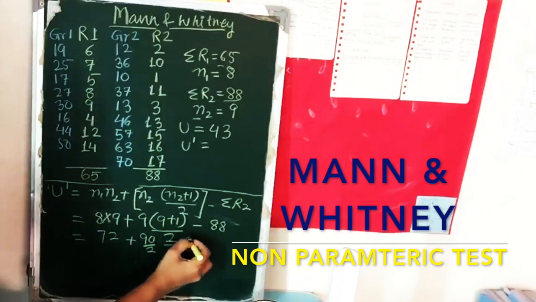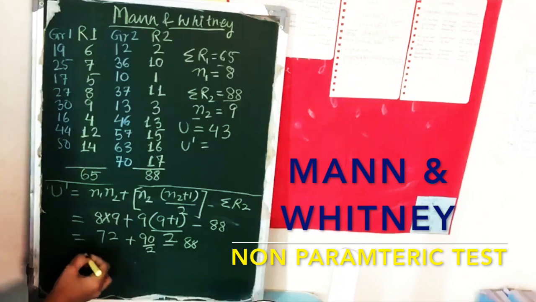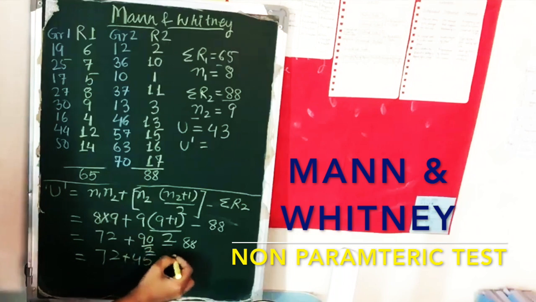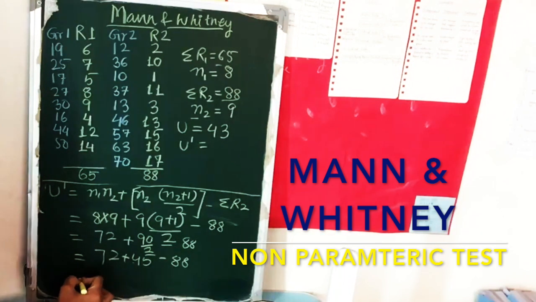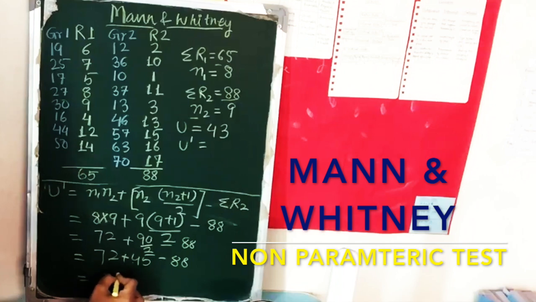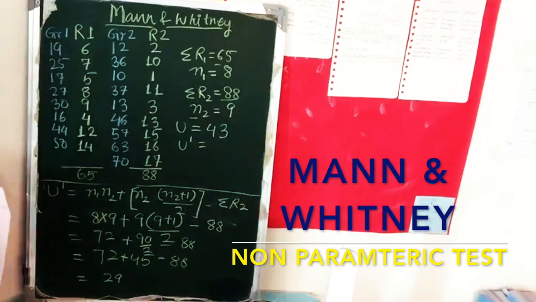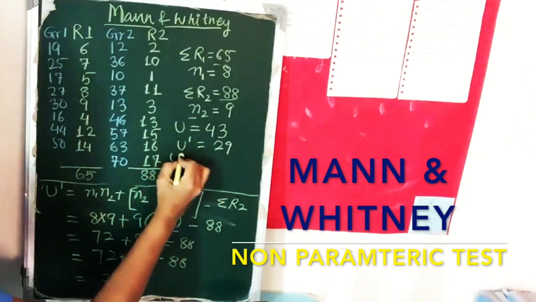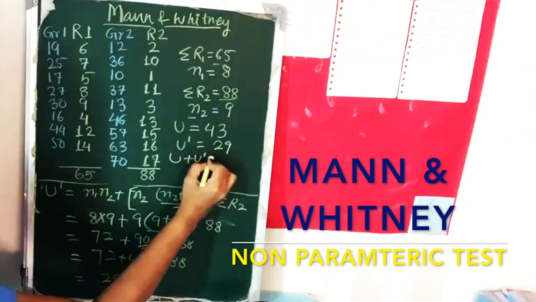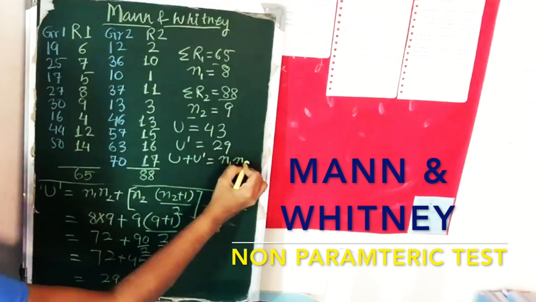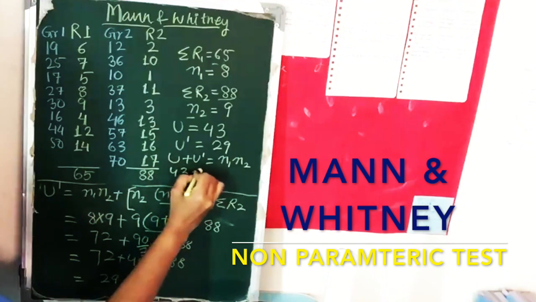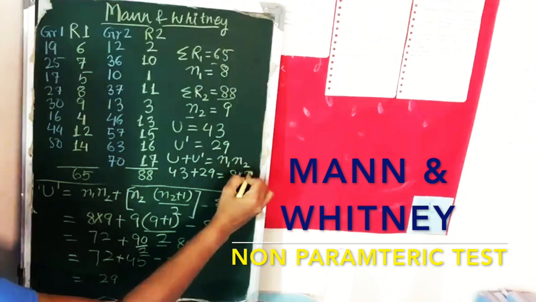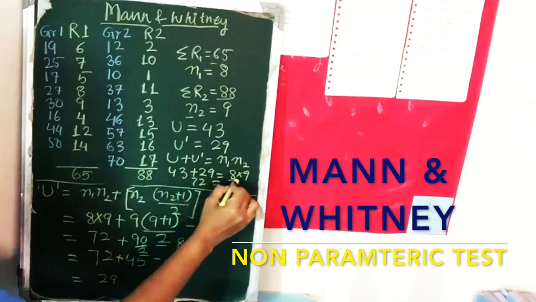And like this, with a similar method, this is a very easy method. So 72 and all the numbers, you can pause the video and I'll advise you to calculate it on your own with the help of a calculator. So the number comes up as 29. So we'll write U dash as 29 here, that U plus U dash is equal to n1 n2. If it is equal to that, that means our calculation was right.